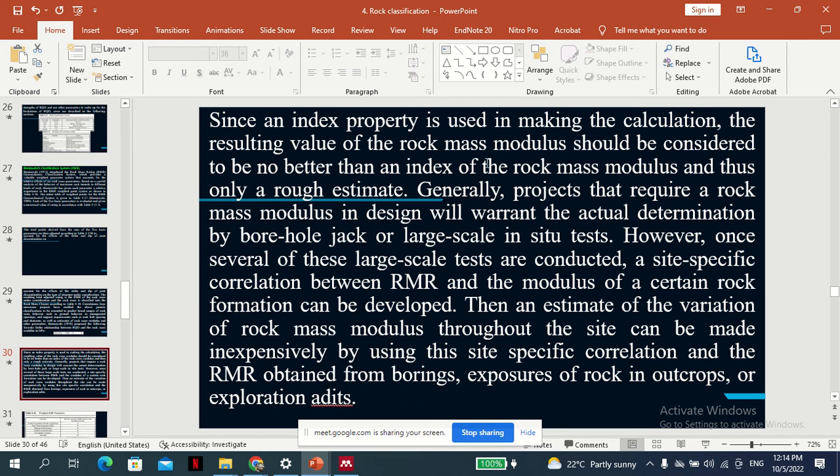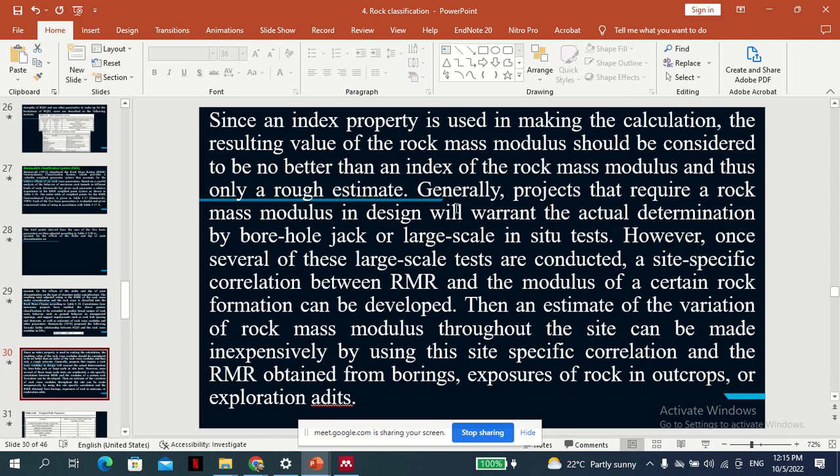Since an index property is used in making the calculation, the resulting value of the rock mass modulus should be considered to be no better than an index of the rock mass modulus, and thus only a rough estimate. Generally, projects that require a rock mass modulus in design will warrant the actual determination by borehole jack or large-scale in situ test. However, once several of these large-scale tests are conducted, a site-specific correlation between RMR and modulus of a certain rock formation can be developed.